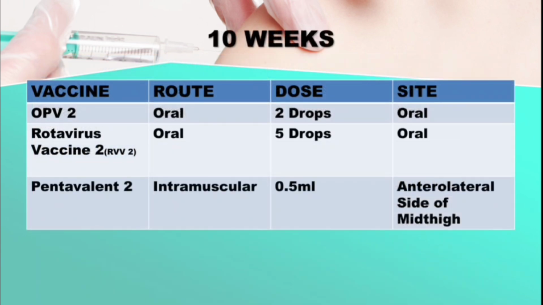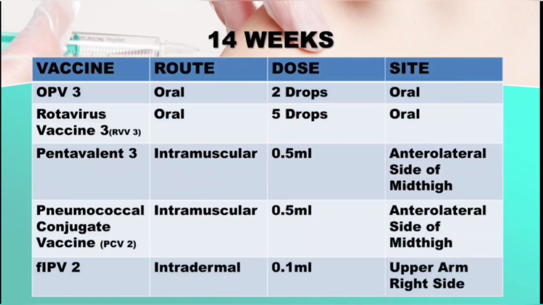Now coming to 10 weeks, when the baby is 10 weeks, the OPV second dose is given. See, OPV 0 dose was given at birth, then at 6 weeks the first dose was given, and now at 10 weeks the second dose is given. 2 drops orally. Then rotavirus, I told you, it is a live attenuated vaccine and it is given orally, 5 drops. Then comes pentavalent second dose. Pentavalent again has 5 vaccines: diphtheria, pertussis and tetanus, and Haemophilus influenzae and hepatitis B. All the vaccines get the second dose, intramuscular 0.5 ml, anterolateral side of the thigh.